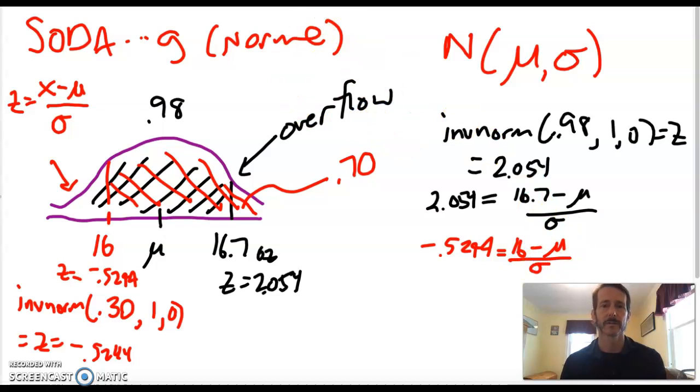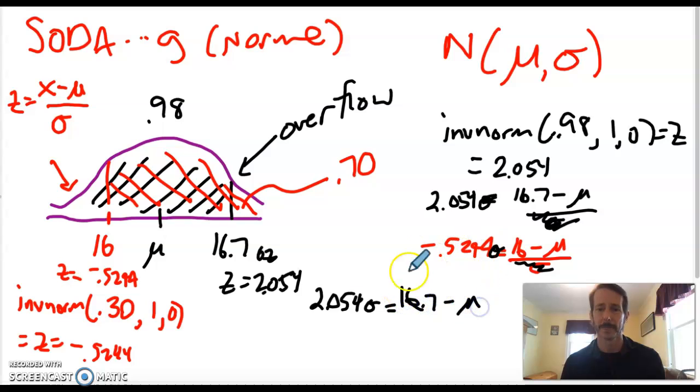And then this doesn't look very fantastic, but if I multiply the standard deviation away from here and onto this side, and do the same thing down here with the red one and put it on over here, so I multiply both sides by sigma basically, then I have in the system of equations 0.2054 sigma equals 16.7 minus the mean, and this would be negative 0.5244 sigma equals 16 minus the mean.